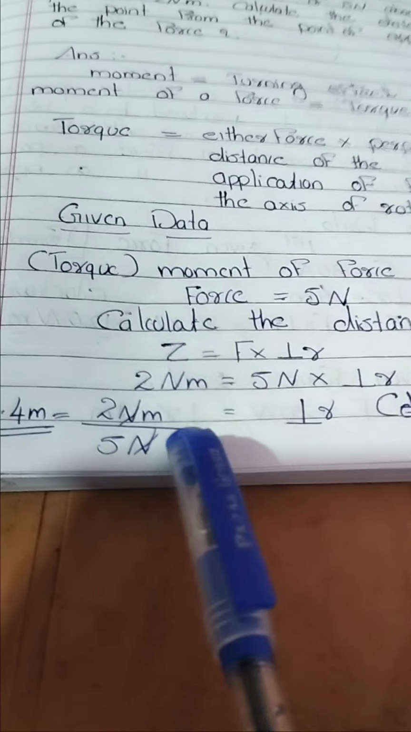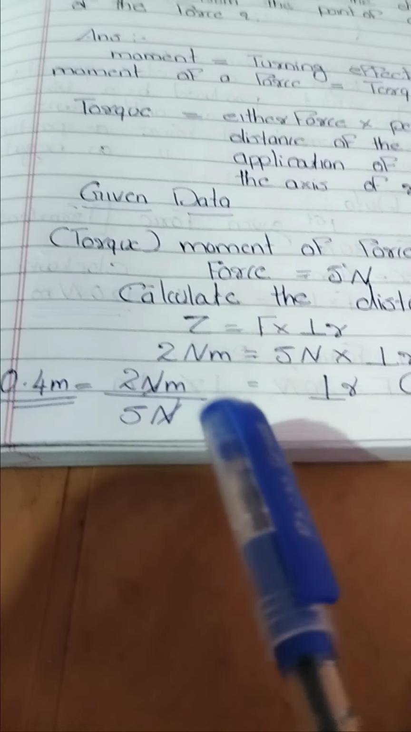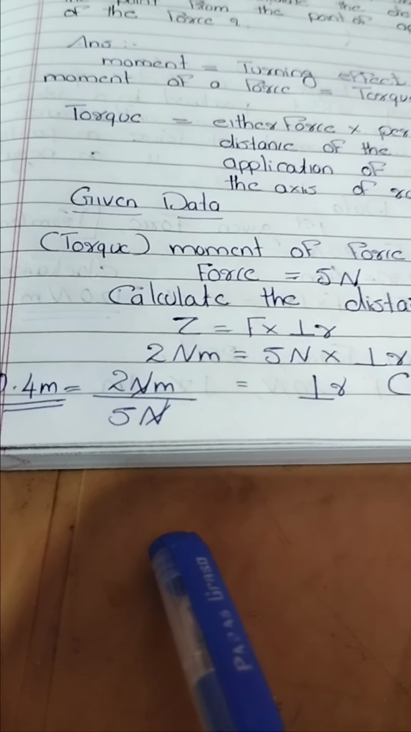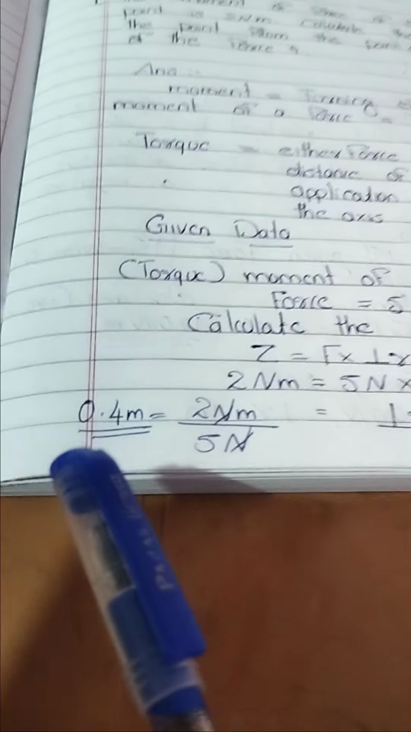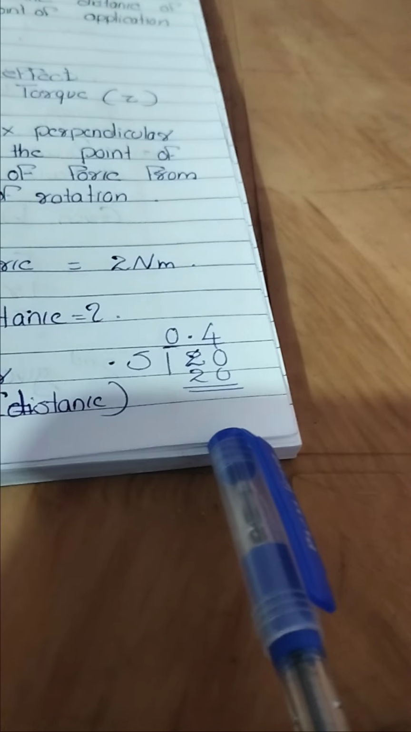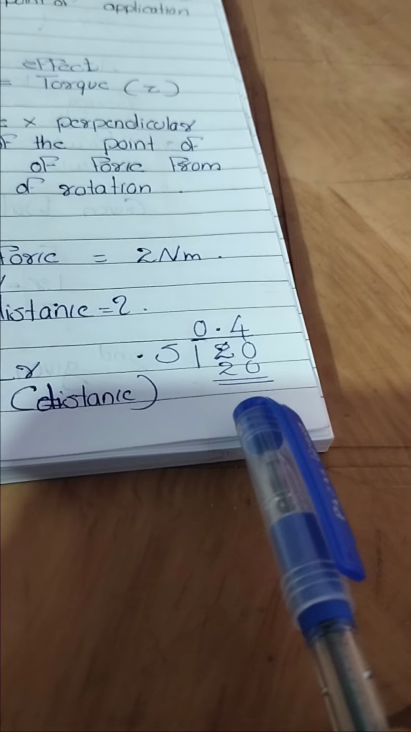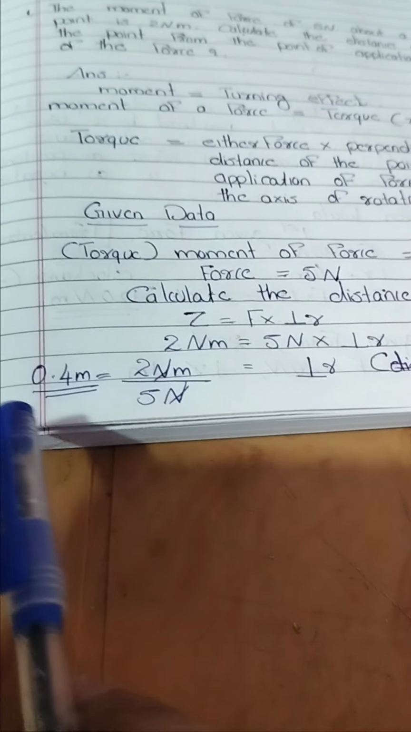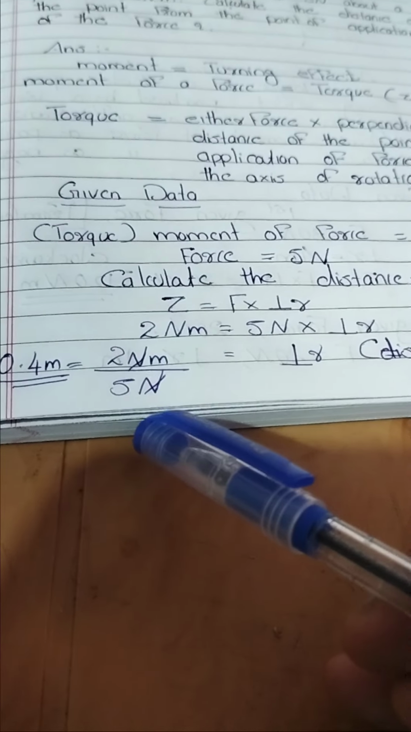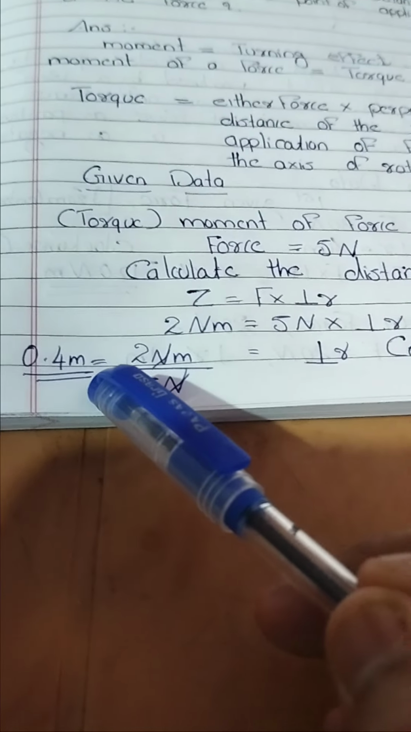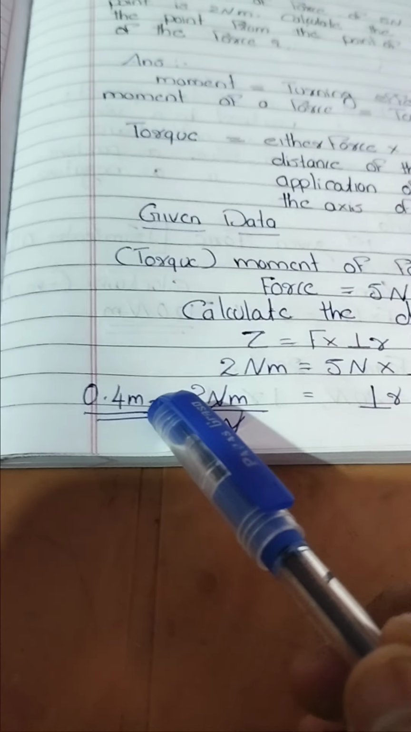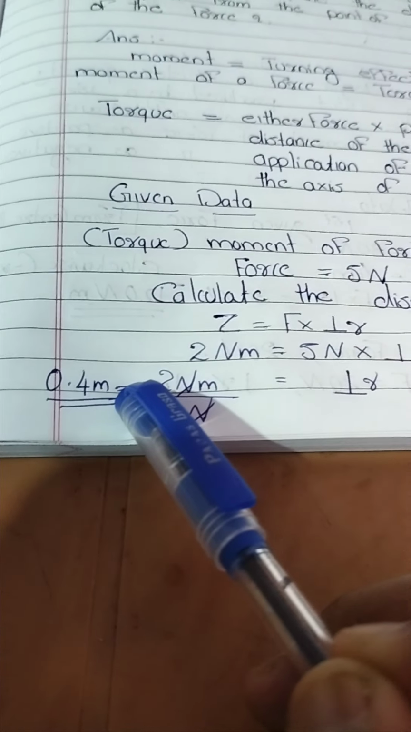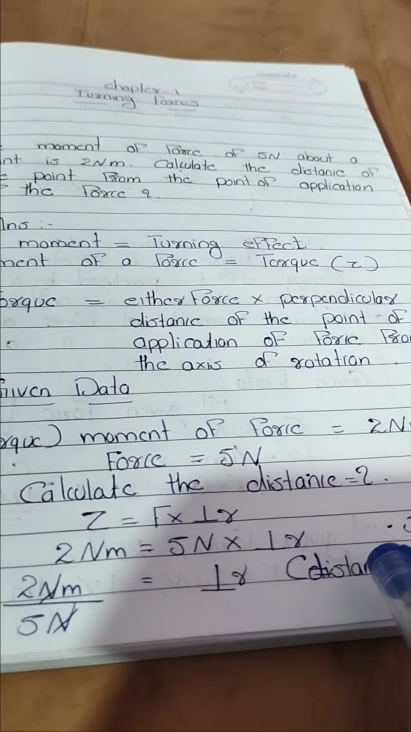That means 2 Newton meter divided by 5 Newton. Newton will be cancelled. Newton is the unit of force. And 2 by 5, you can see here the simplification. After the simplification your answer is 0.4. So perpendicular distance equals 0.4. Newton is cancelled. Distance unit is meter, so 0.4 meter. This is our first question.